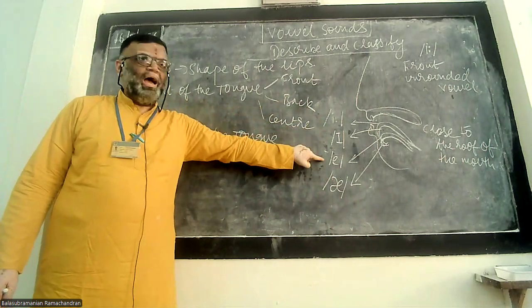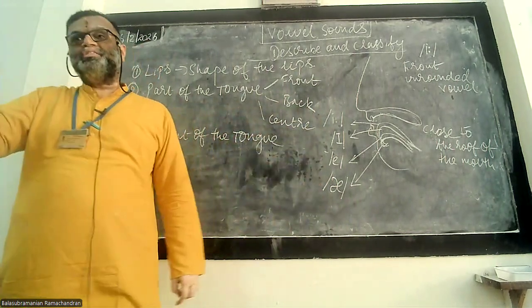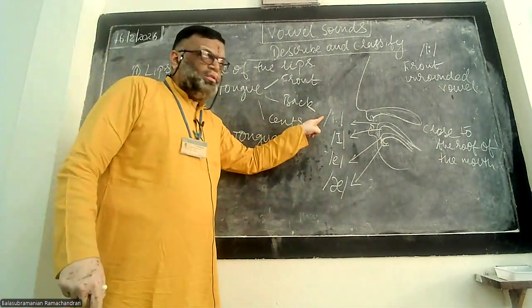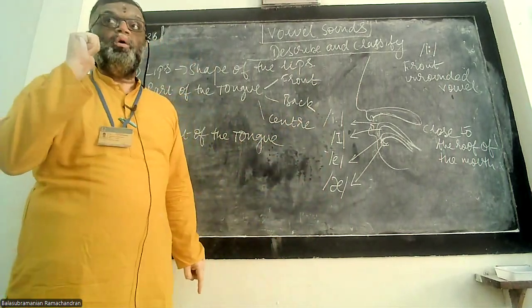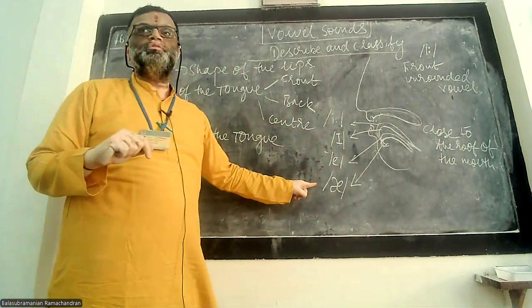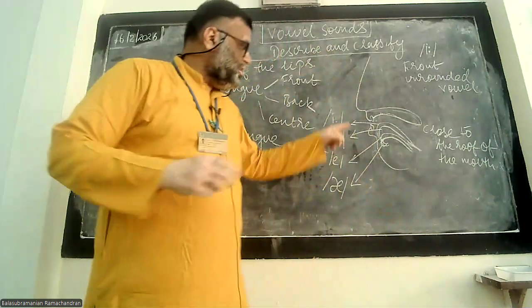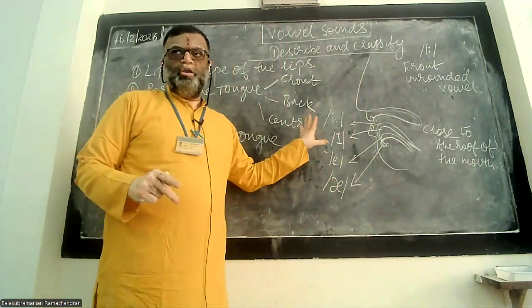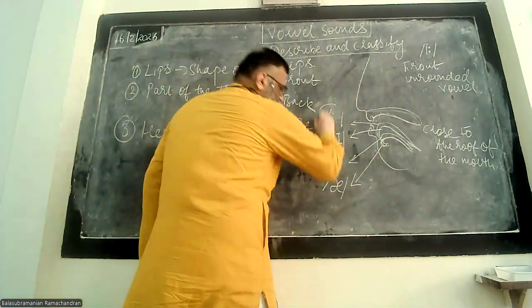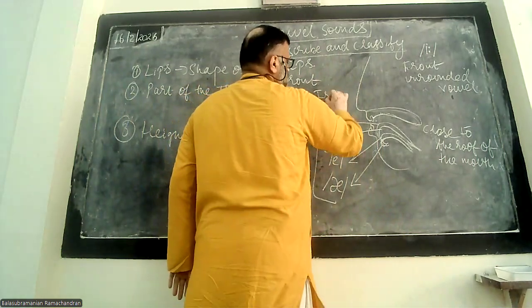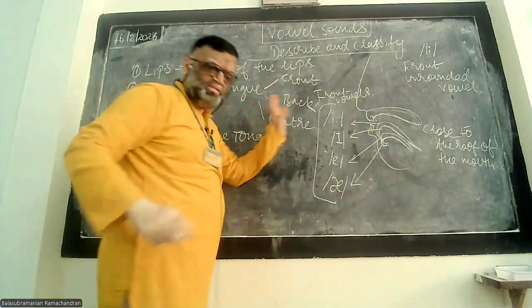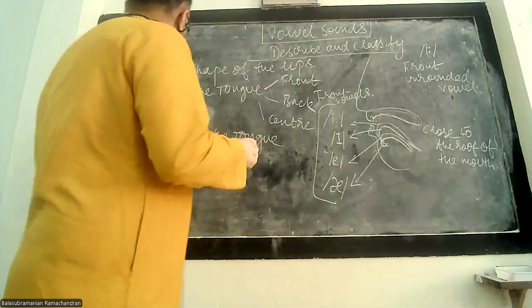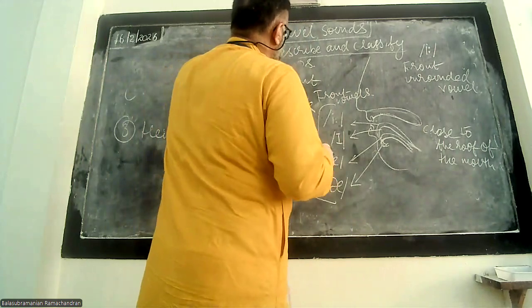Now, based on this, what is common among these? For all the 4 sounds, what is common? Very good. All these four are front vowels. Now, let me just rub this. So, we are trying to find how to designate them.